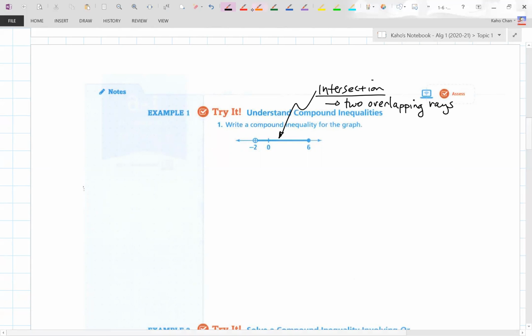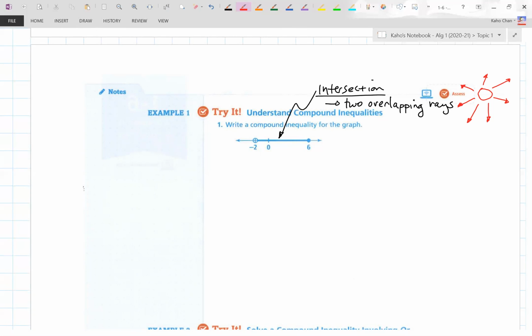Rays, you may not know this, are kind of like the sun, and they shoot out rays. One endpoint and goes outward with an arrow. Those are your rays. Great. Let's take a look at what's going on here. We have a compound inequality, and by the way, let's read the question here. Write a compound inequality for this graph.